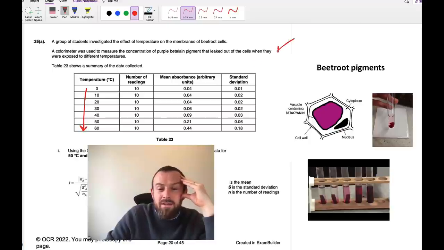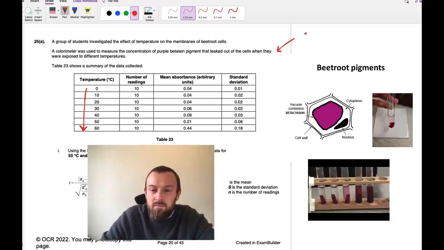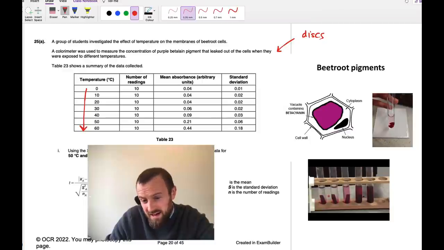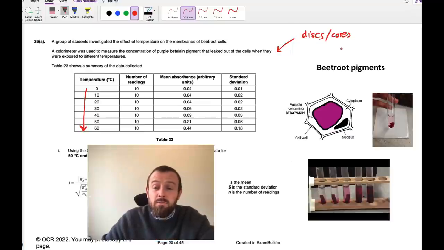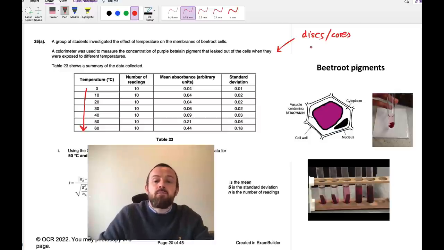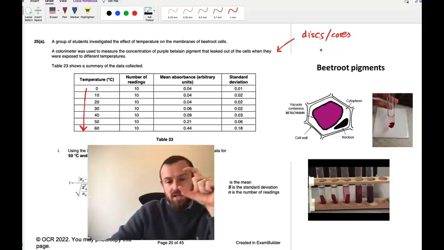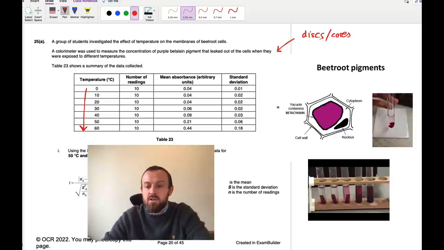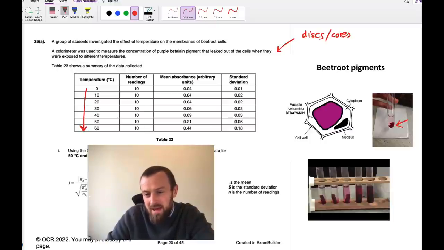Now, you might get asked a lot more detail about this. Typically, they might use beetroot discs or cores like this. You can see down here there's beetroot cores, and here I think it's beetroot discs. Just in case this comes up in the future, typically you make the cores or discs and wash them 3 or 4 times to make sure any betalain pigment on the surface has been washed away, until the water runs clear. Then you put those beetroot discs into water at the required temperature. It could get to that temperature using a water bath or a Bunsen burner. You leave the core in there for a certain time, maybe 2 minutes. Then you pour off the liquid and see how much of that purple color has leaked into the liquid. Normally when you measure the color, the disc shouldn't be in there. It should have been taken out already.